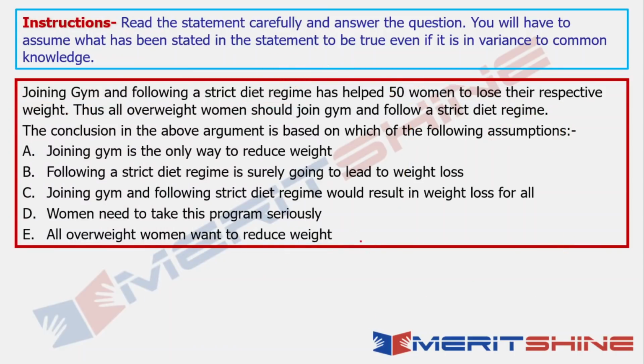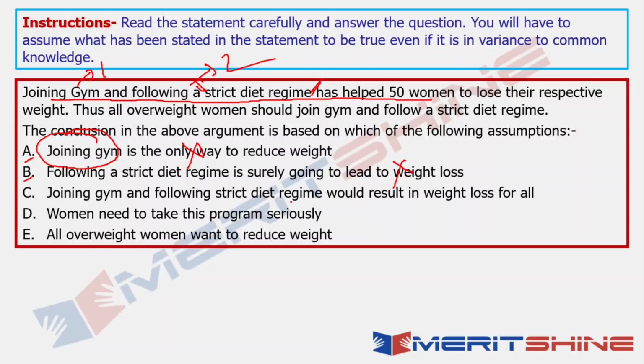So what is the assumption in this case? We know the data that has been given: doing 1 and 2, 50 women had lost weight. So all overweight women should join a gym and follow a strict diet regime. Let's see the options. A: Joining a gym is the only way to reduce weight. This talks about joining a gym. It does not say anything about a strict diet regime, so incomplete, eliminated. B: Following a strict diet regime is surely going to lead to weight loss. Same reason. The reason why I eliminated A, I will eliminate B also.